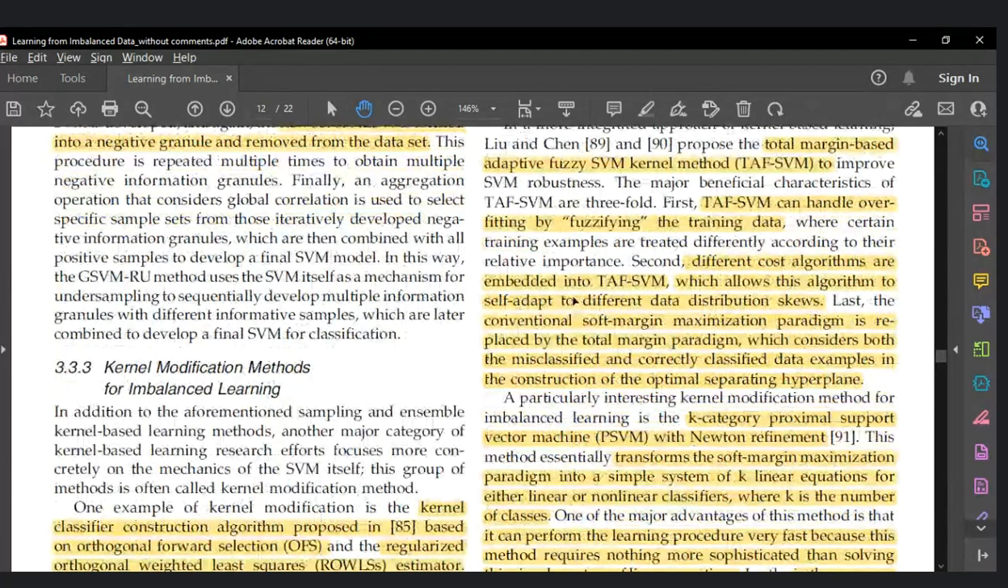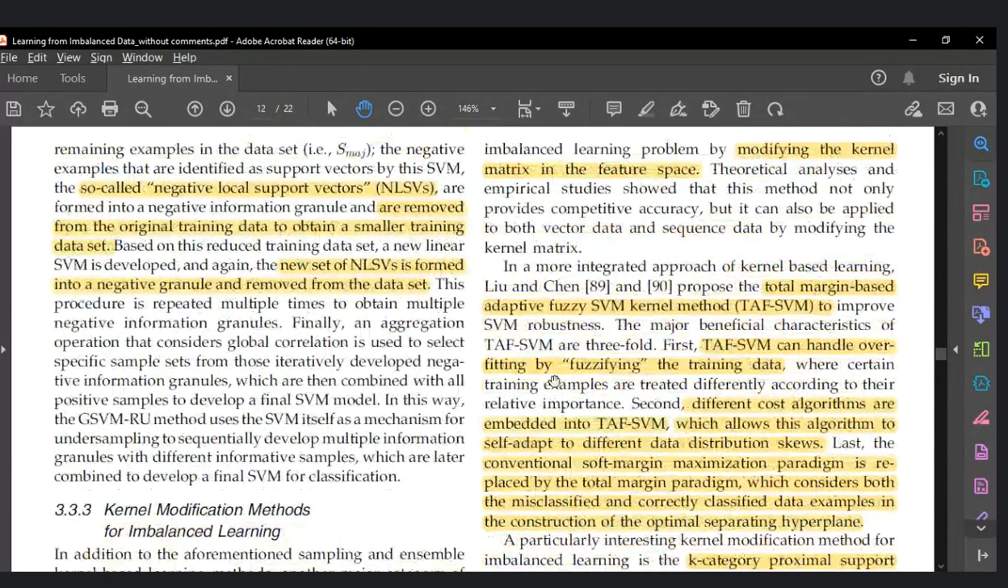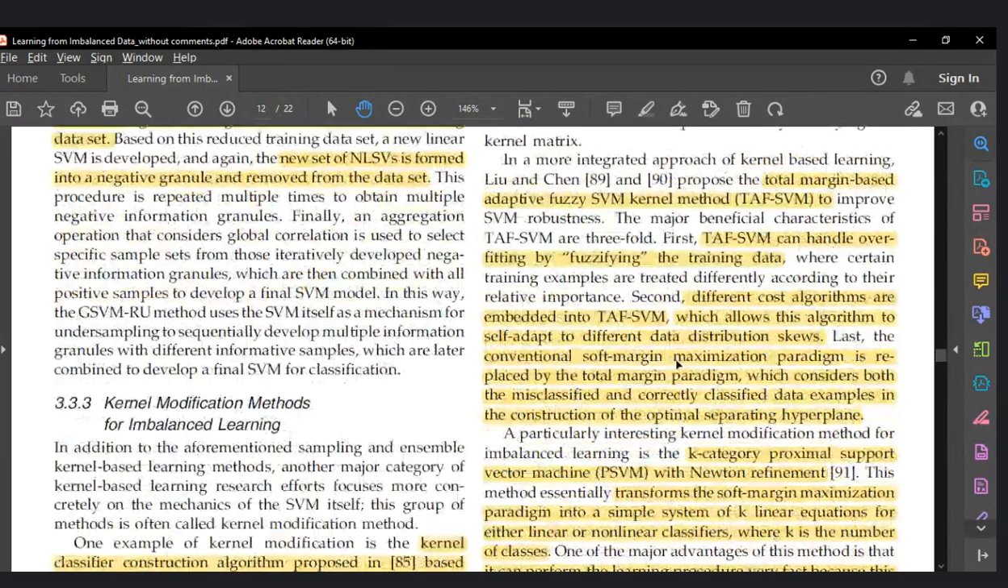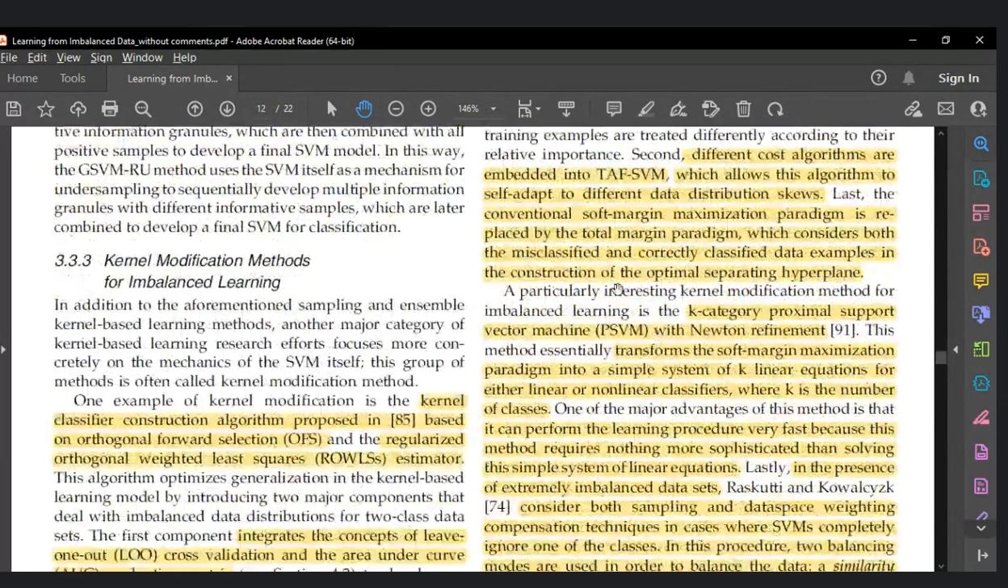What it's trying to do is make the training data a bit fuzzy. It's more like the boosting that we talked about. It's doing kind of similar things, but with a support vector machine.